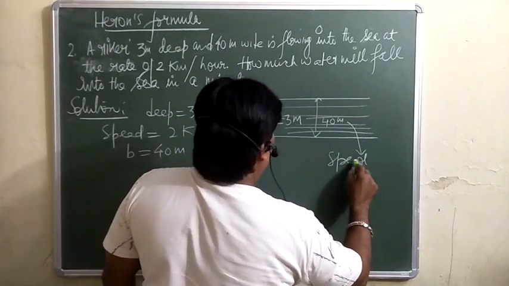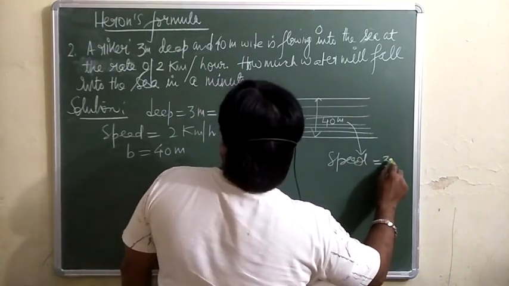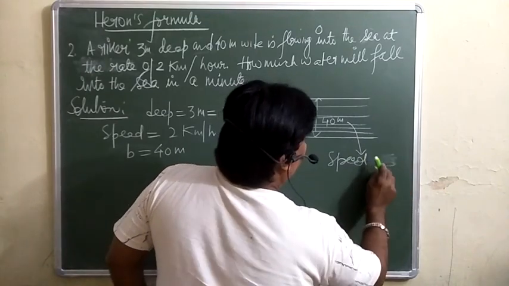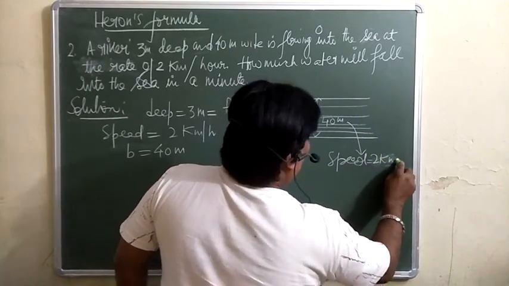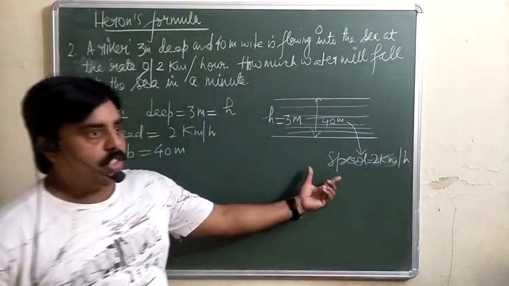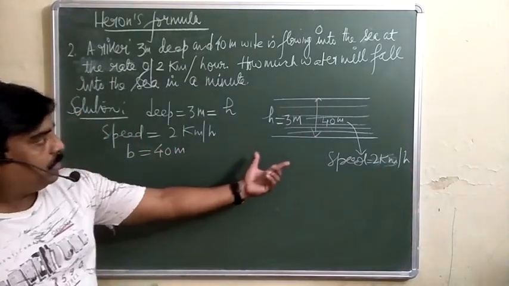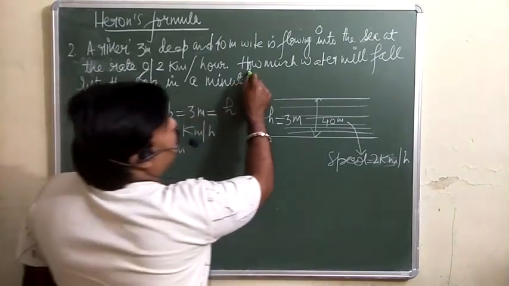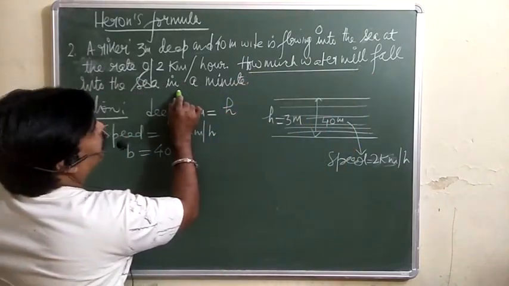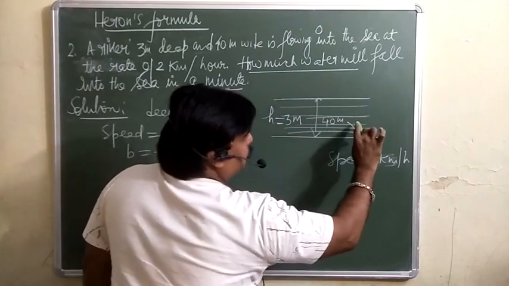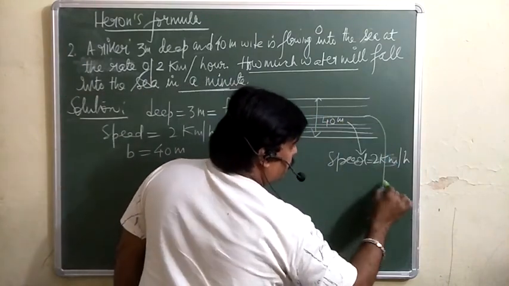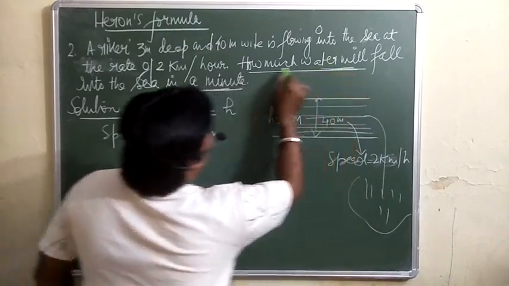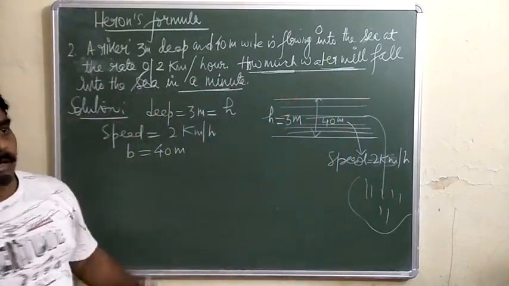2 kilometer per hour. The water is flowing with this speed of 2 kilometer per hour. We want to know how much water will fall into the sea in 1 minute, because this is going to fall into the sea here only.